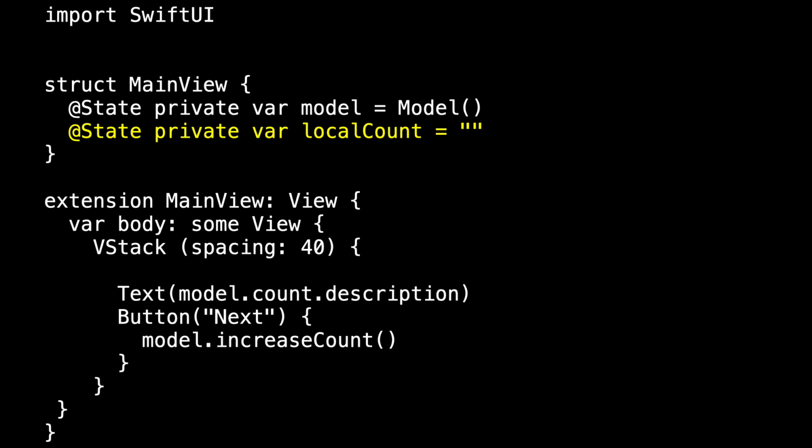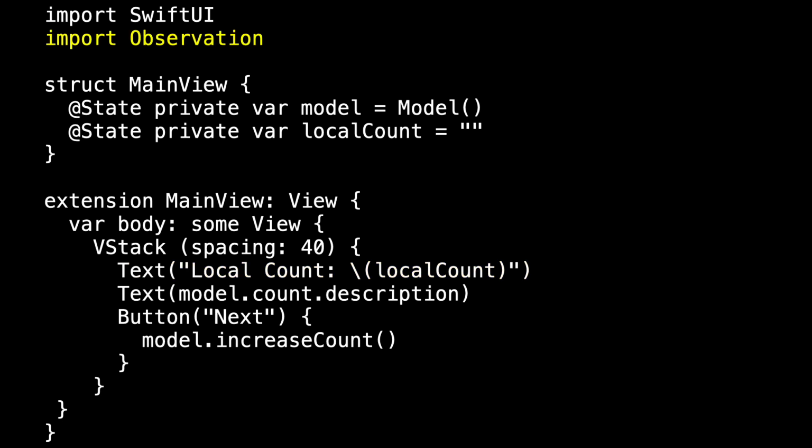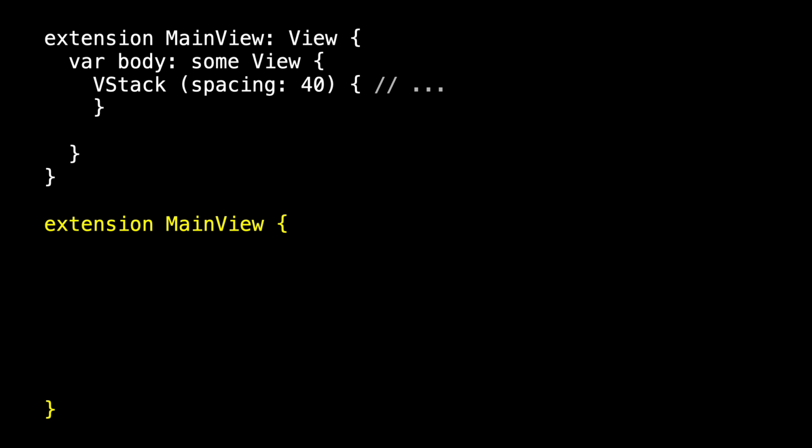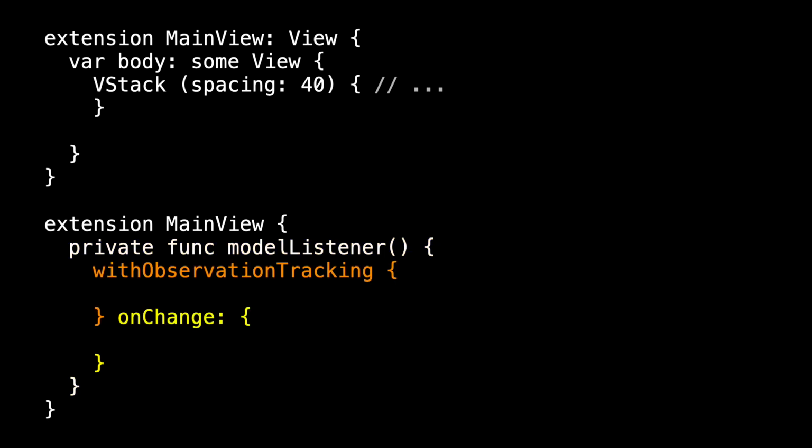Let's dig into this mechanism a bit. I'm going to add a second property called localCount, which is just a String, and we'll display the local count on top of the model's count. Here in MainView, we'll import Observation. Now, in real life, we would never do the following. I'm just doing it to illustrate part of the mechanism. Add another extension to MainView, and inside of it, define a method called modelListener, and modelListener will use this function withObservationTracking onChange. Inside of this first closure goes the observable properties that are being tracked. Inside of the second closure goes what we're going to do when the property that we're tracking changes.